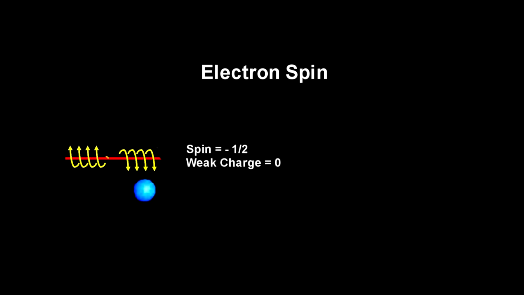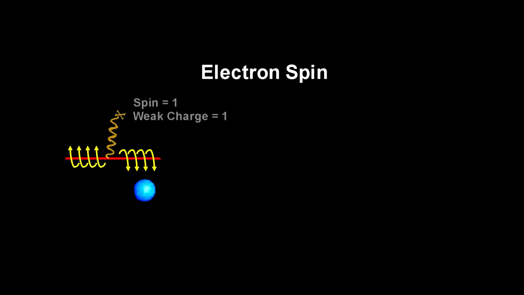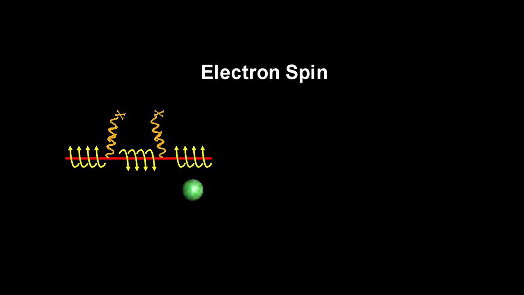We'll use electrons as an example. A left-handed spinning electron has a spin of 1/2 and carries a weak hypercharge. A right-handed spinning electron has a spin of -1/2 and carries no weak hypercharge. So for an electron to switch from left to right, it must emit a quantum of weak charge and lose a full unit of spin. And for it to switch back, it must absorb a quantum of weak charge and gain a full unit of spin.